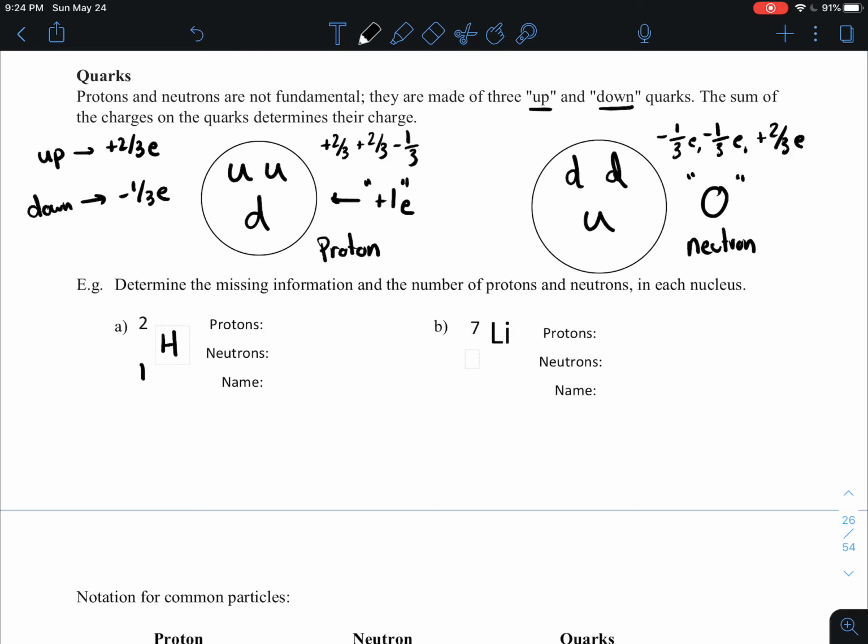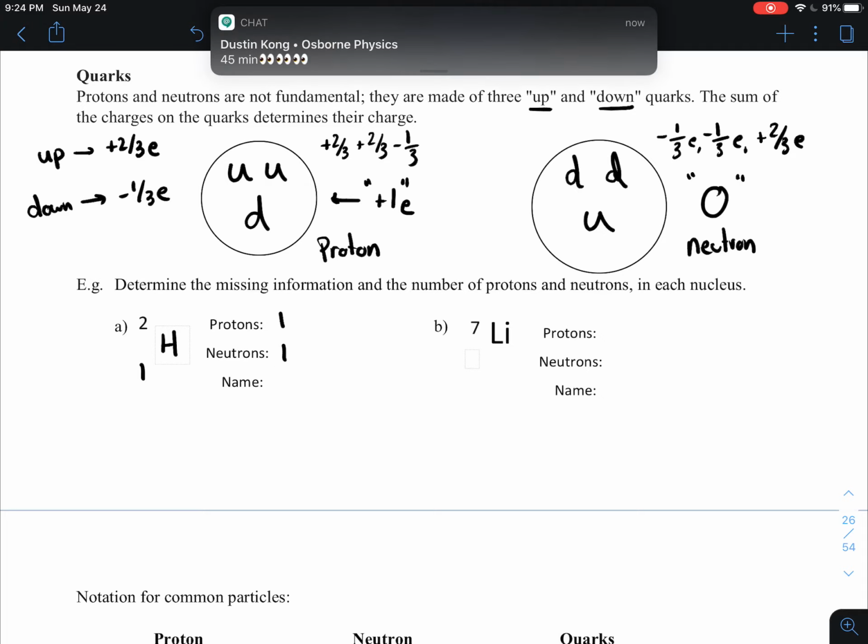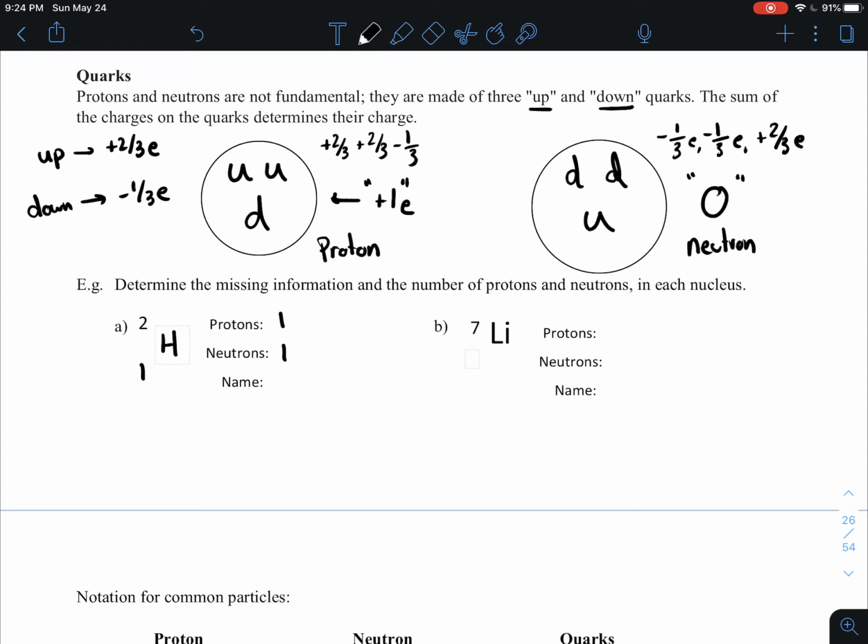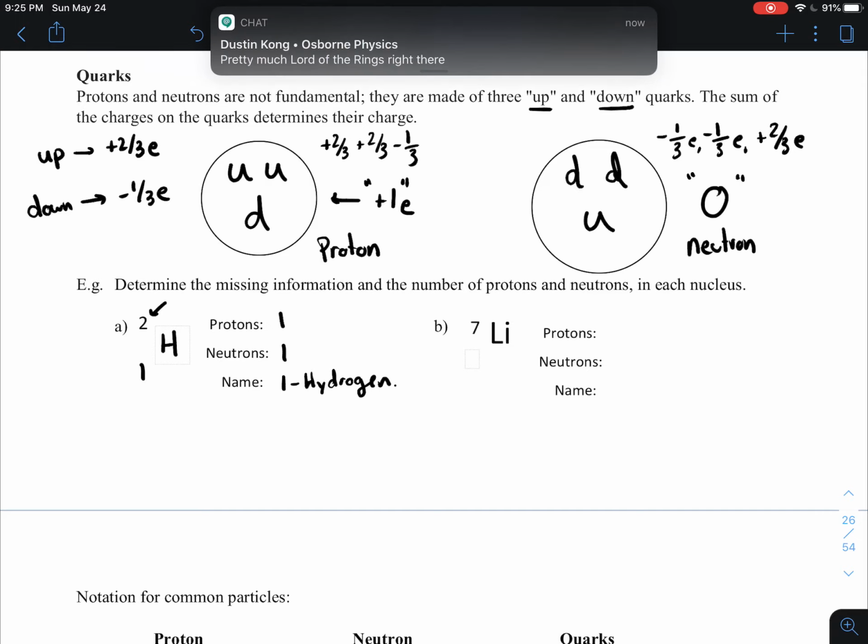So in this case here, we're going to say this thing has 1 proton, it has 1 neutron. So even though it has 2 nucleons, protons and neutrons, one of them must be a proton, the other one must be a neutron. So in other words, 1 proton, 1 neutron, because the nucleons is 2. So I would call this thing a 1 slash hydrogen. Okay, 1 hydrogen.